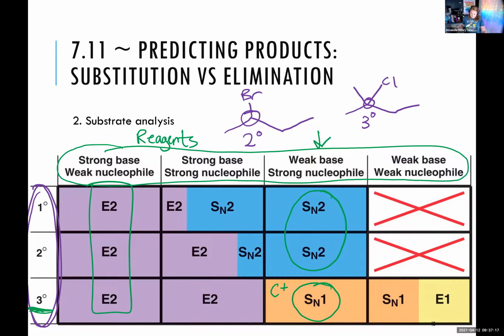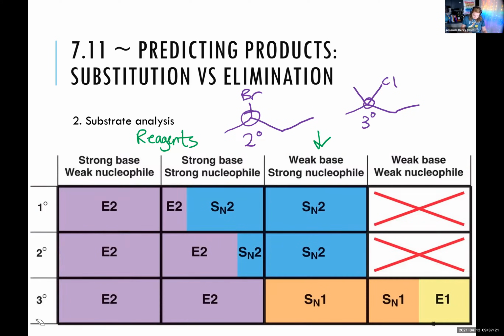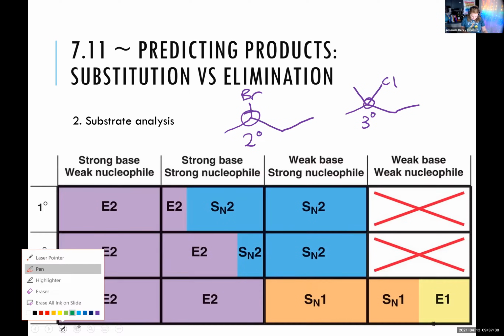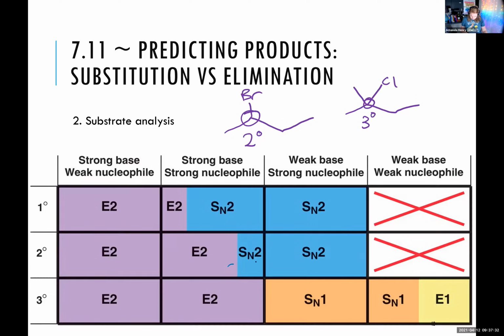Now there's a couple spots. I'm going to erase all of those circles. There's a couple spots where we have some shared boxes. So that's what I want to talk about. Let's see. What color will show? Okay, make sure my color shows up there. So specifically the E2 and the Sn2 boxes.